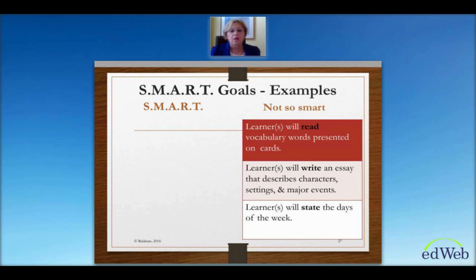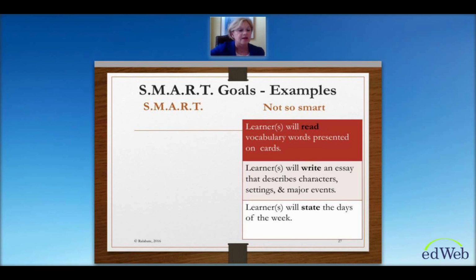Why don't you take a look at these goals and see if you can choose one and try to rewrite it in your mind, or you can put it in the chat if you'd like. How can we make these goals a little smarter? More specific, more measurable, more attainable, more results-oriented, and more time-bound. There you go. I've got a nice one there. Learners will compose a story. Great. Absolutely.